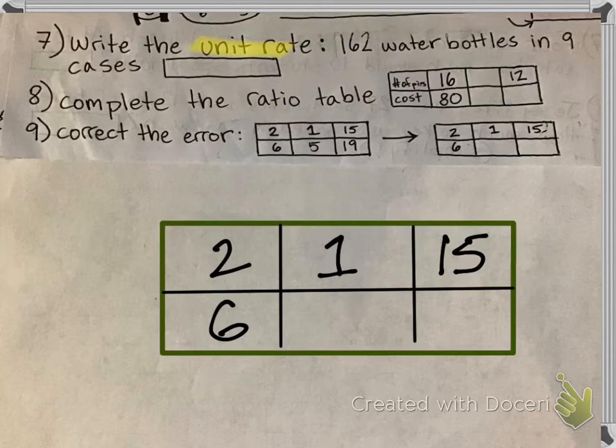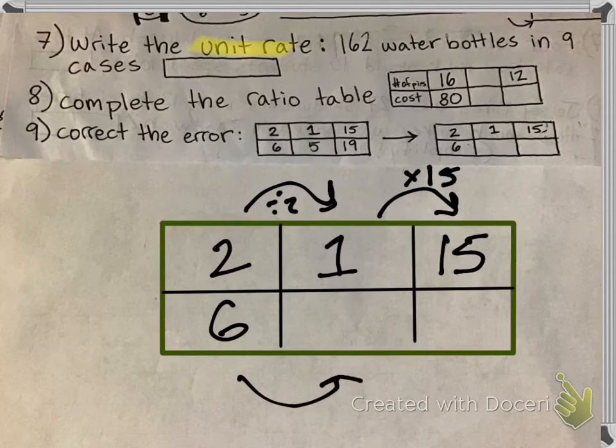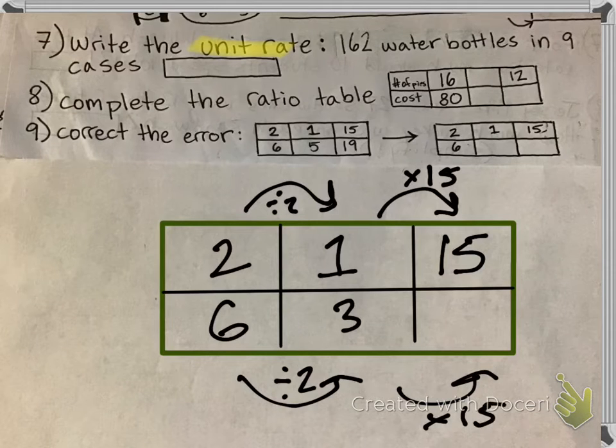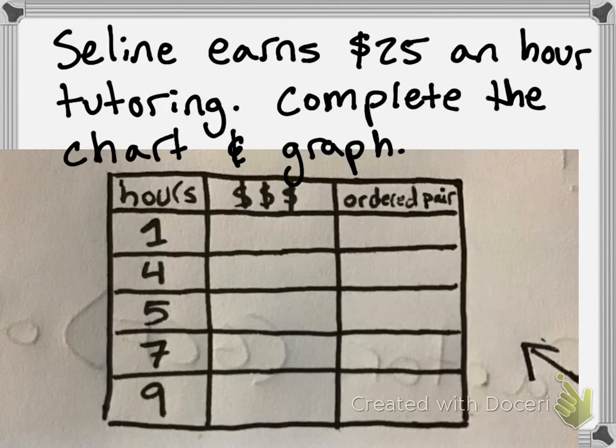So, how do we get from 2 to 1? We divide by 2. And then how do we get from 1 to 15? Trey? Multiply by 15. Easy. So, what is 6? I want everyone to call it out at the same time. 6 divided by 2 is? 3. And what is 3 times 15? Call it out at the same time. 45. Excellent. That is the answer.